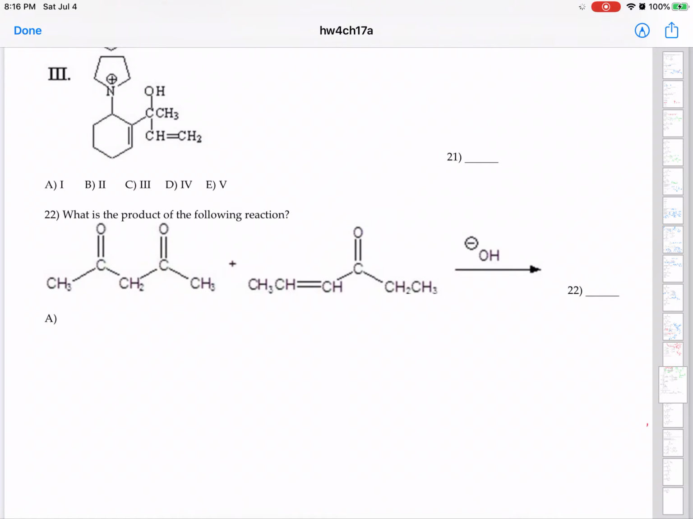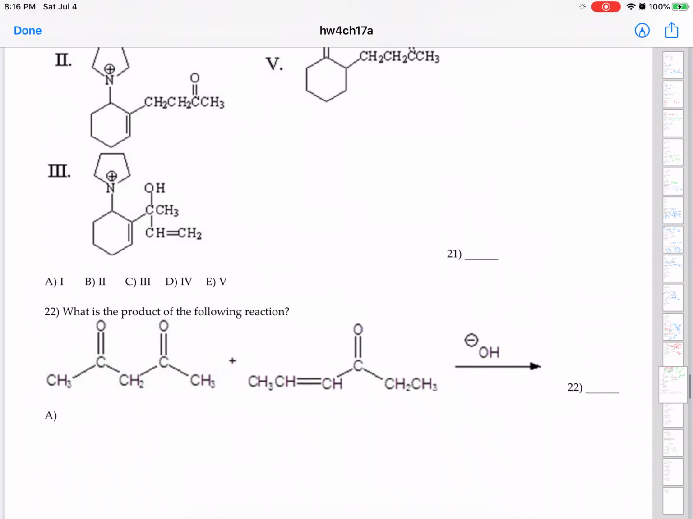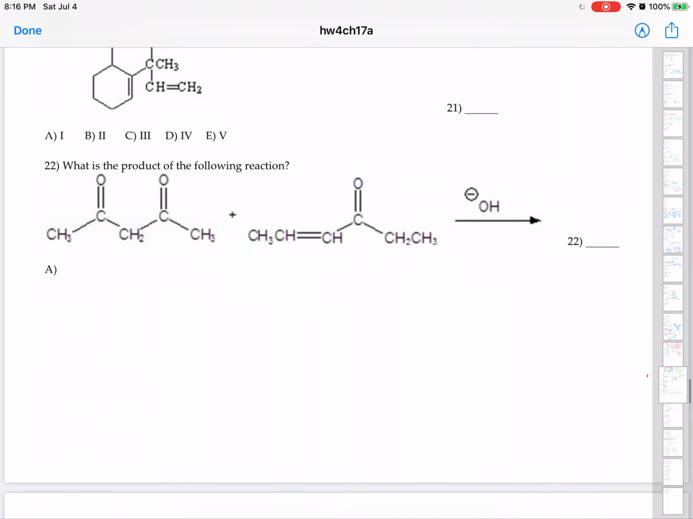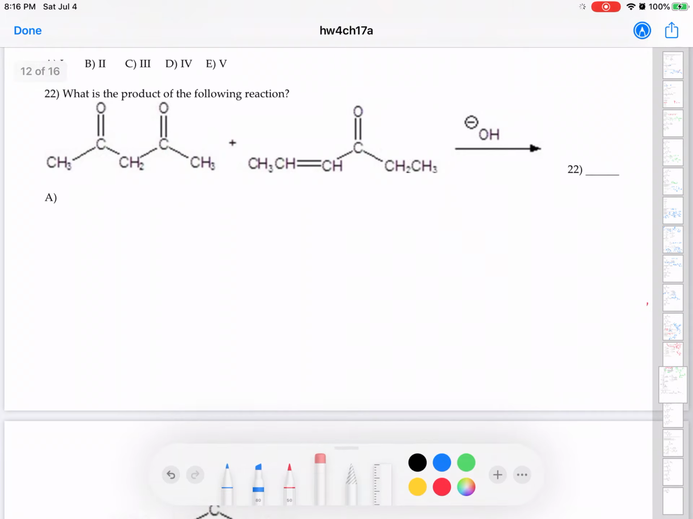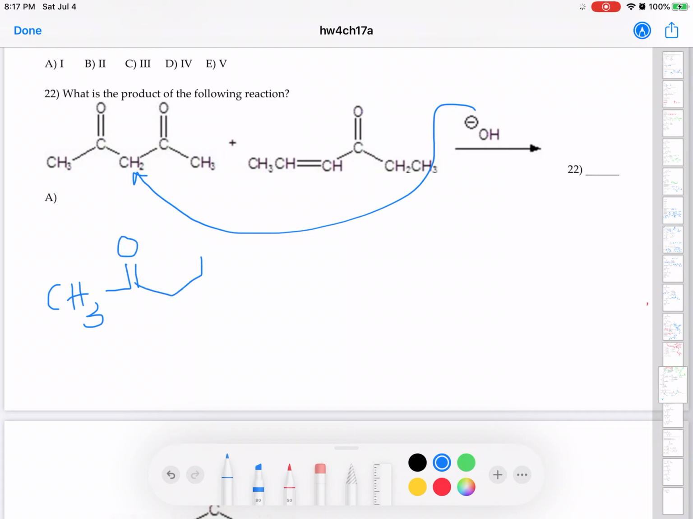Okay, so we can start number 22, which is similar to number 21. What is the product of the following reaction? Again, this is a Michael conjugate addition reaction. So when you have the base here, just like the previous one, there are two hydrogens, and the base is going to grab one of those hydrogens. So it's going to form this carbanion, which is going to be stabilized by the two carbonyl groups. It's going to form a carbanion by losing one of those hydrogens.